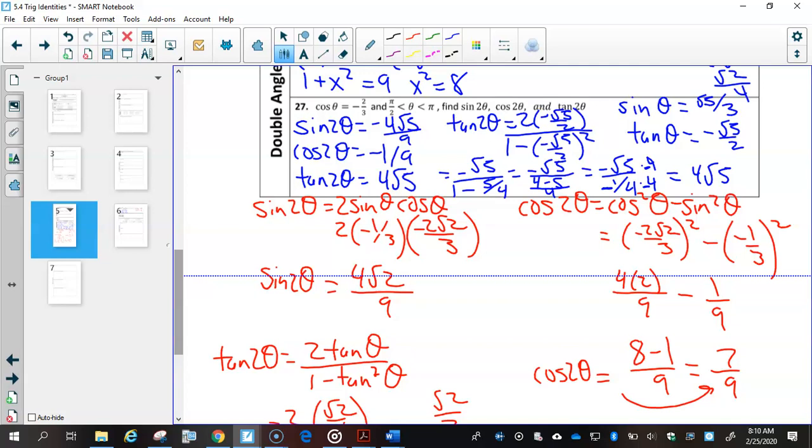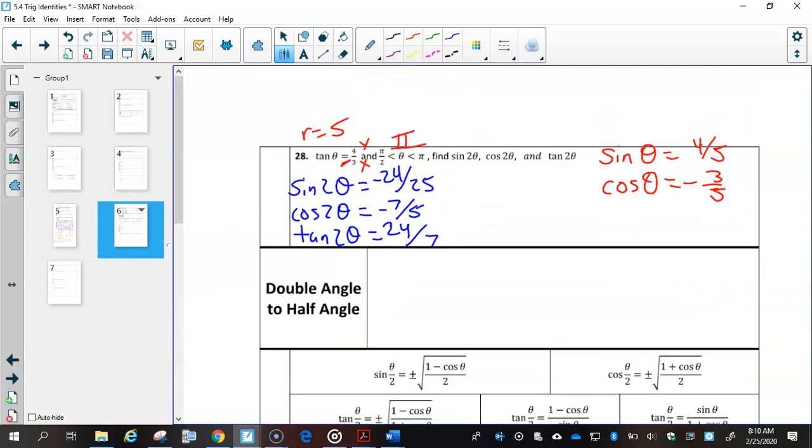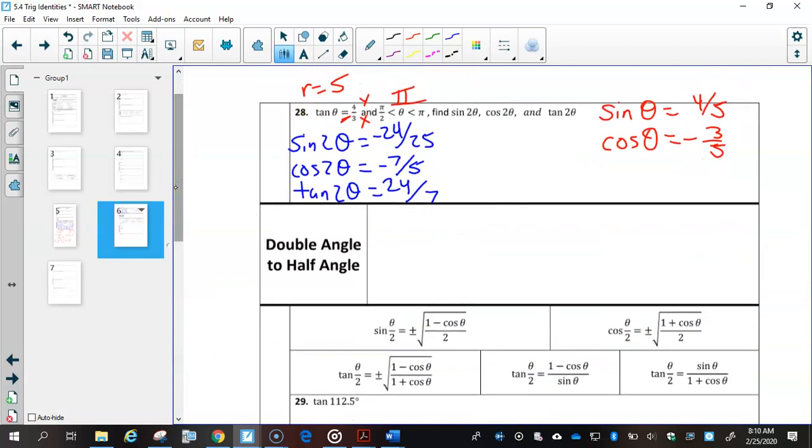So for these, you cannot leave fractions within fractions. You need to keep simplifying. For 28, you should have gotten these 3 double angle answers.